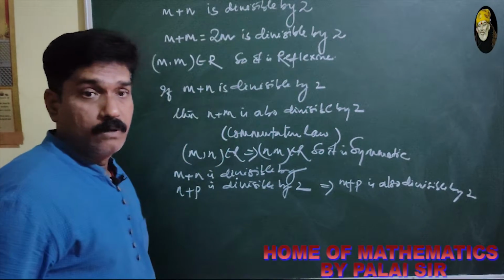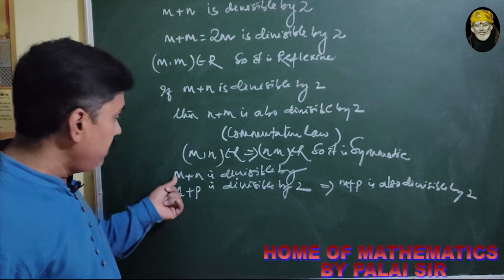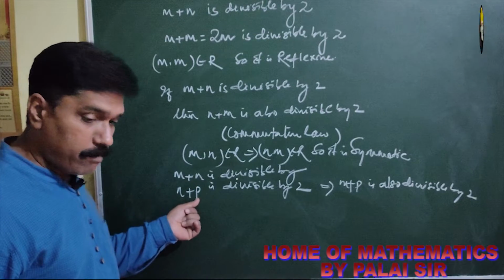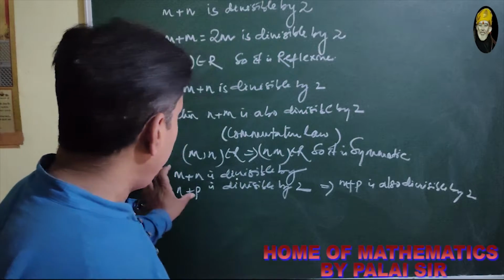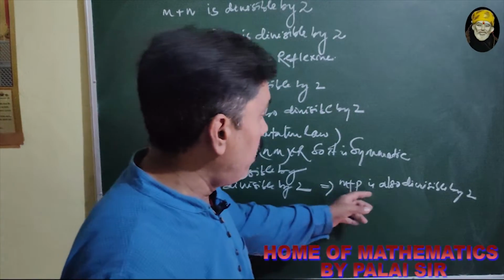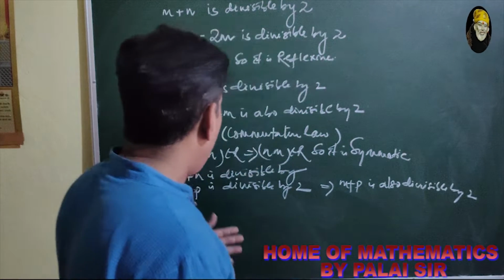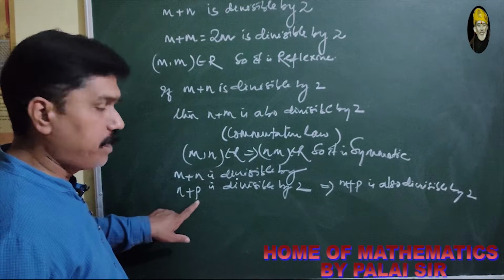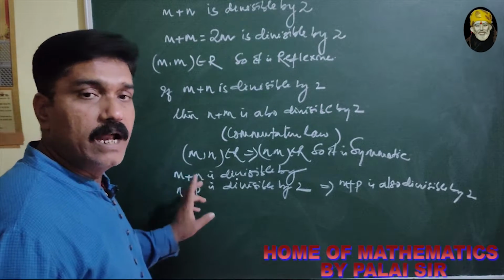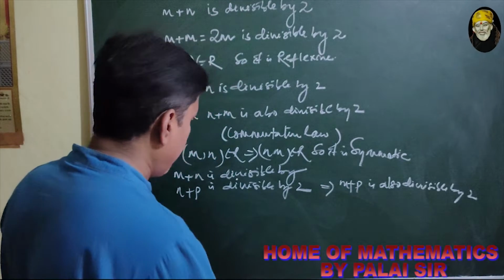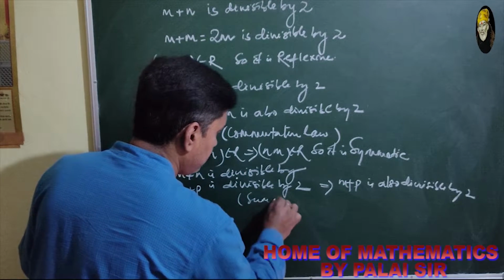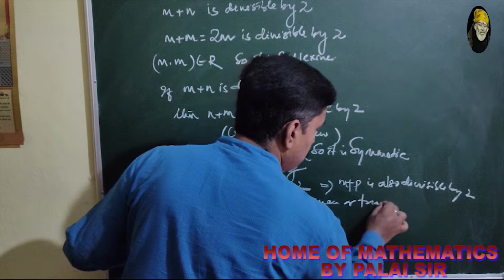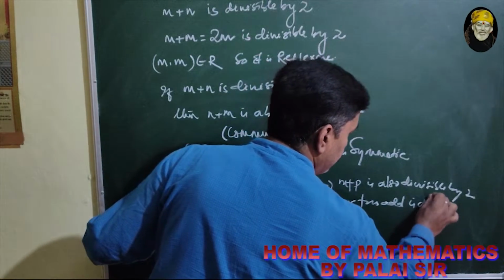But why is it divisible by 2? Because if you are taking m is odd, then you have to take n is odd. And then after taking n is odd, you are bound to take p is odd. So finally m and p both are odd numbers, and the sum of two odd numbers is an even number. Otherwise, if m is even, then n is even, and then p is even. It means m plus p, even plus even, is again even. So here you write: sum of two even or two odd is always even.